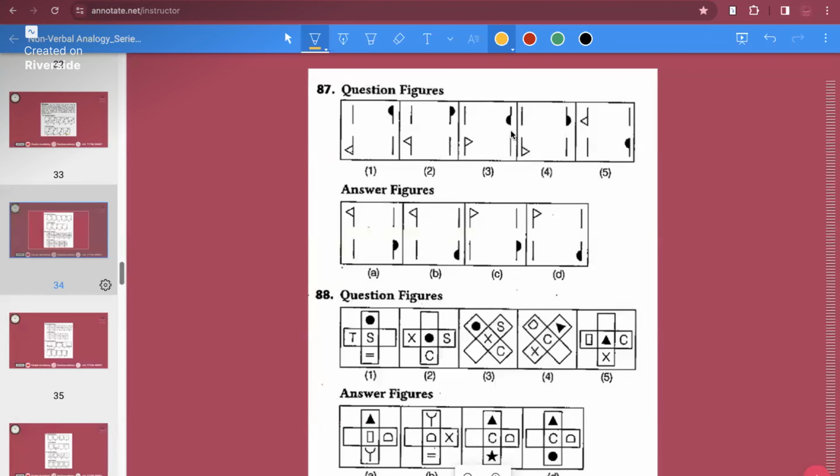After these four figures, these have simply reversed.